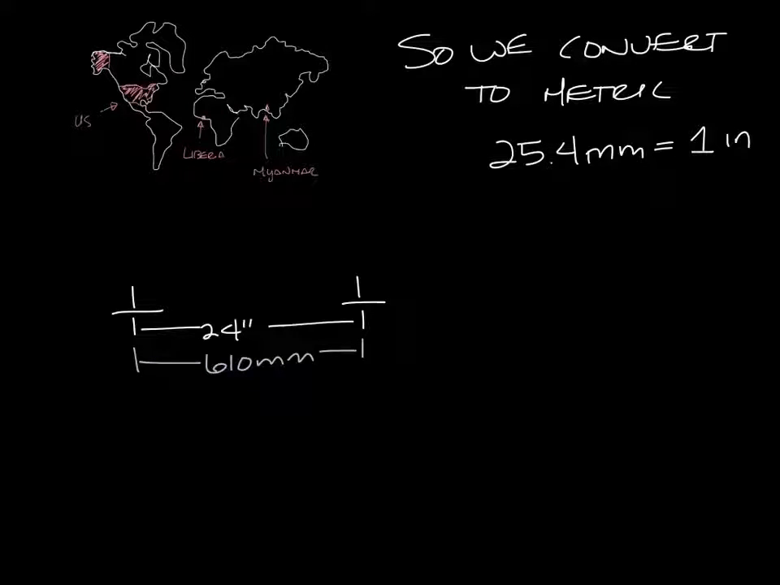A diffuser that would fit into this ceiling is usually undersized by 1/4 inch. So you get a diffuser here, and from edge to edge of the diffuser would then be 23 3/4 inches, and that converts to 603 millimeters.